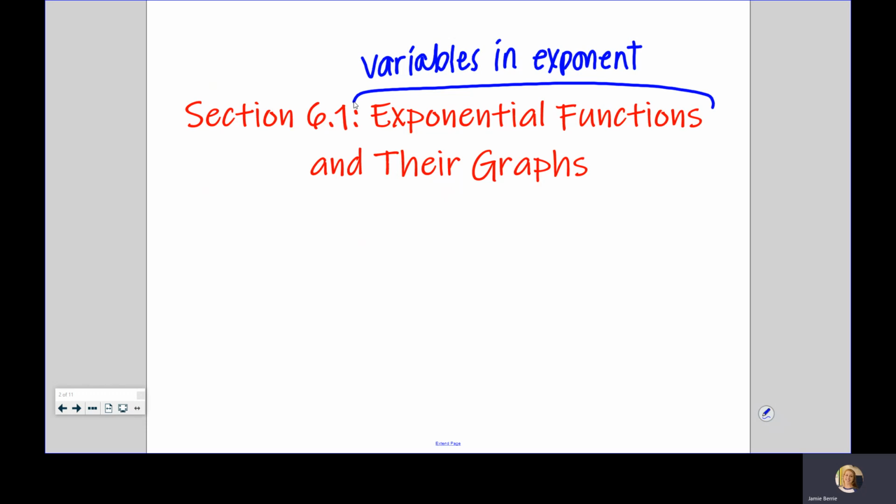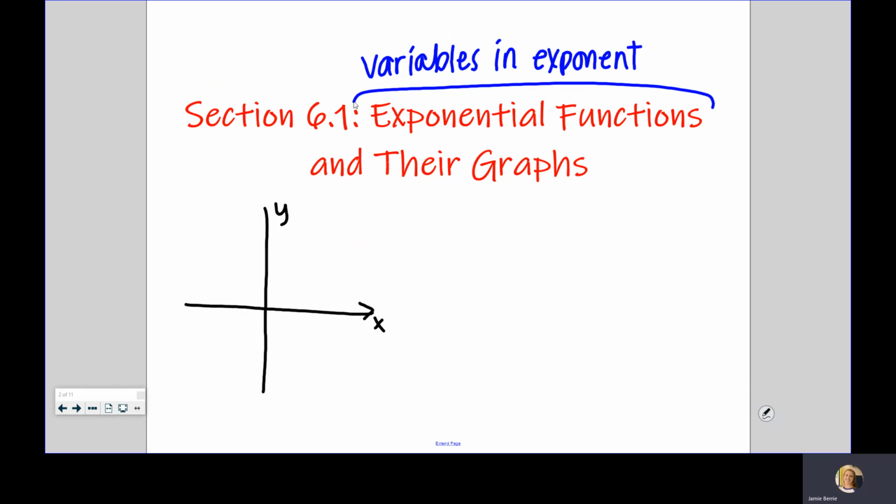There are a ton of applications of exponential functions. The whole next section, 6.2, is just all about applications of exponential functions. So the defining characteristic of these functions is that they will have a variable in the exponent. But what that causes is it's going to cause your graph to look one of two ways.